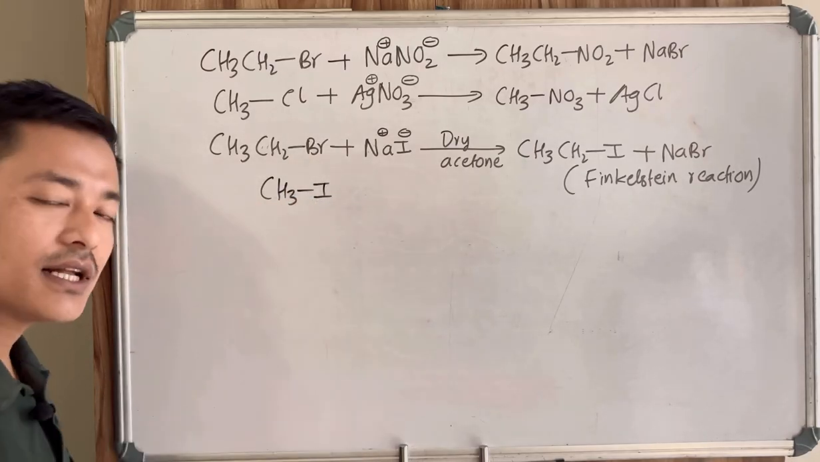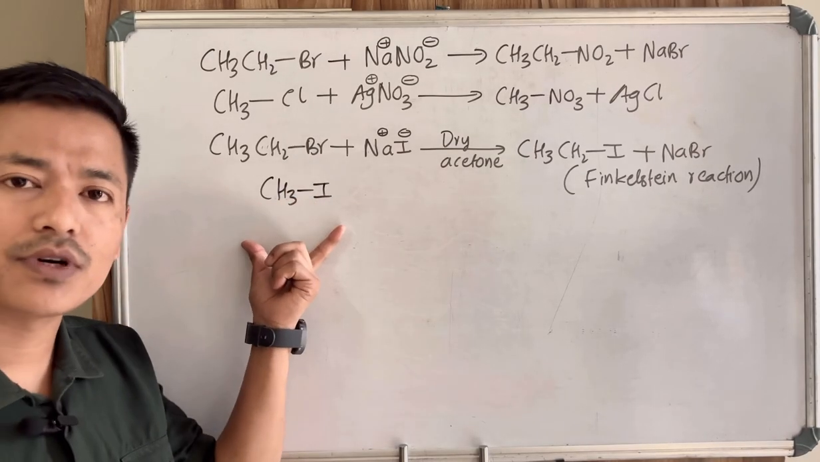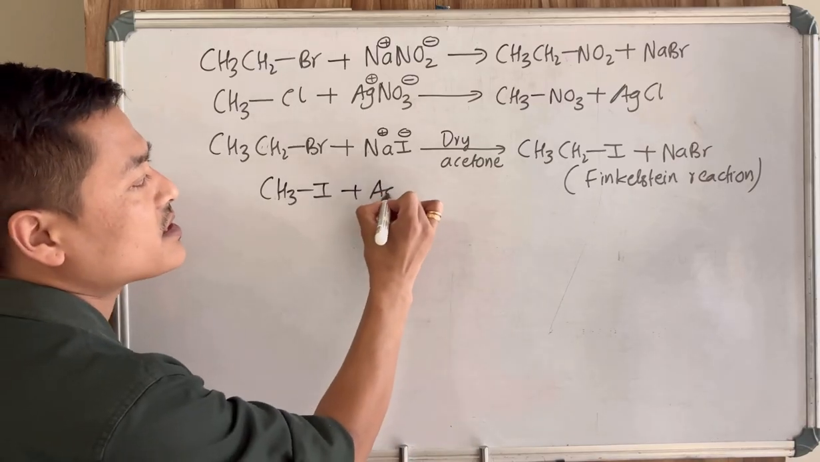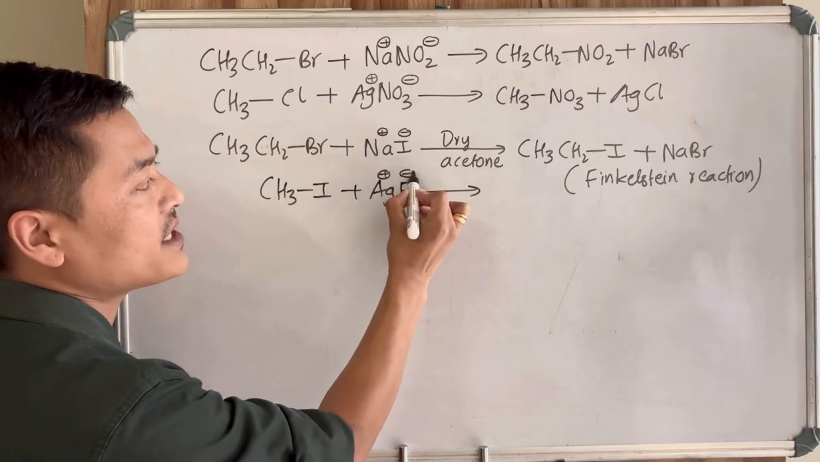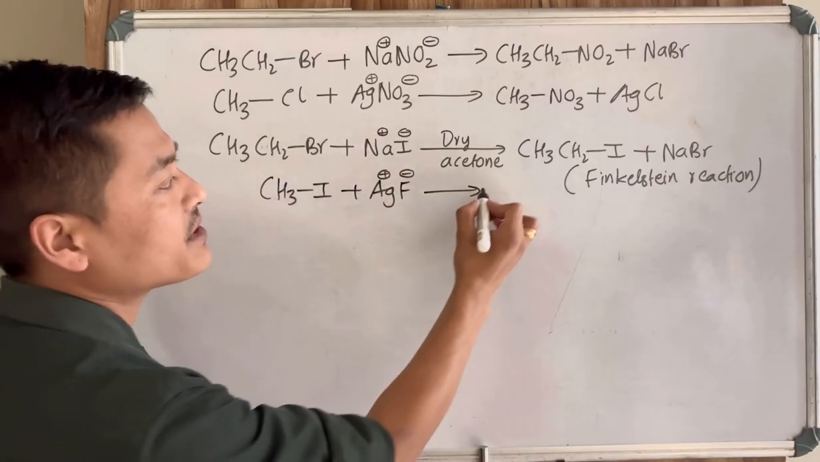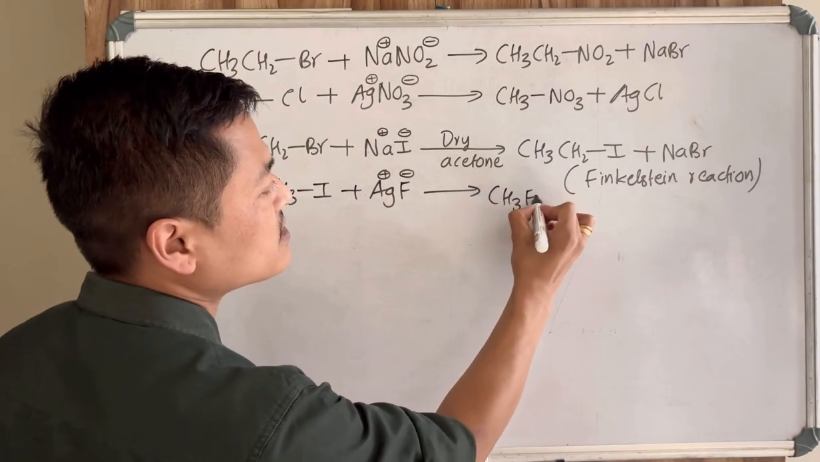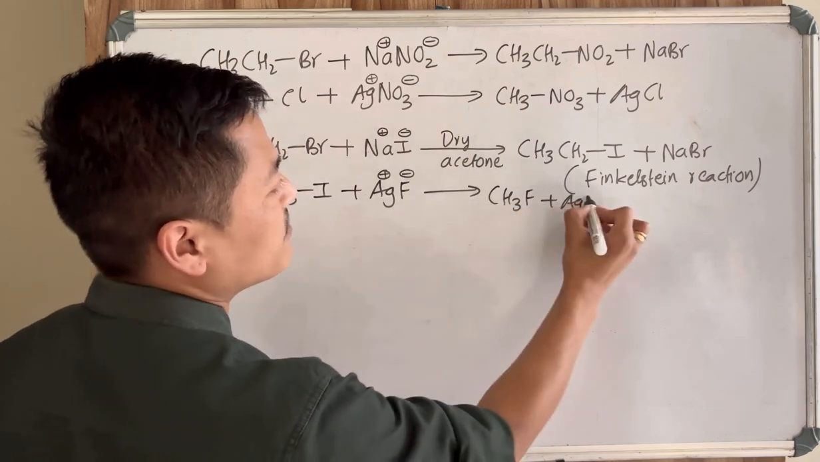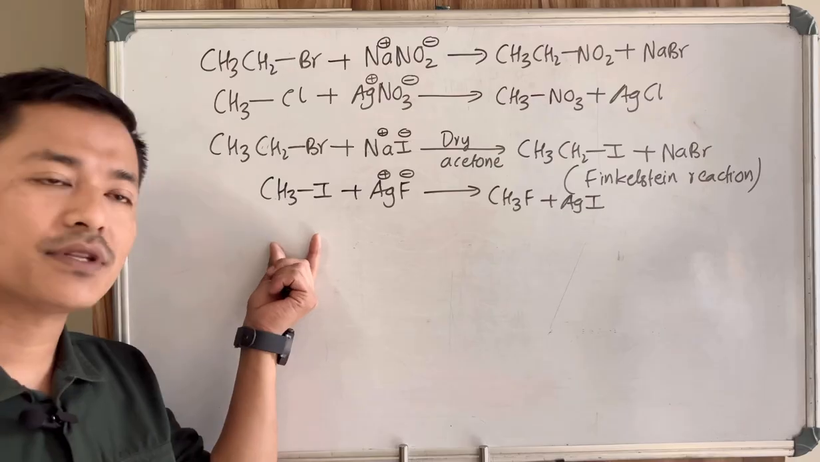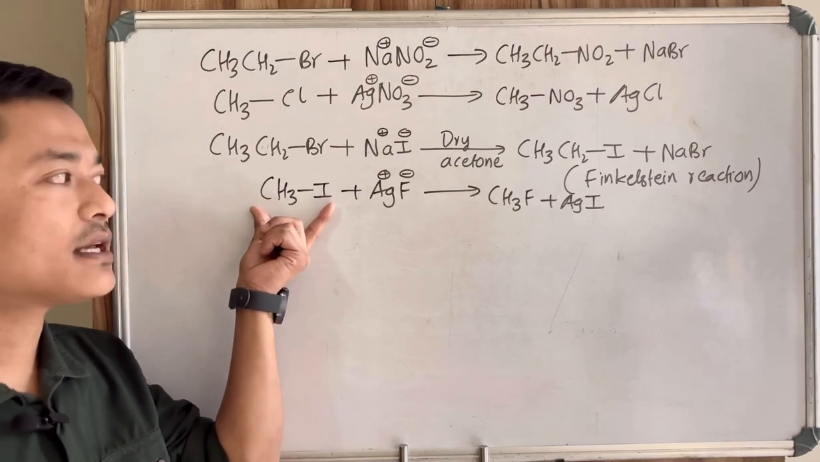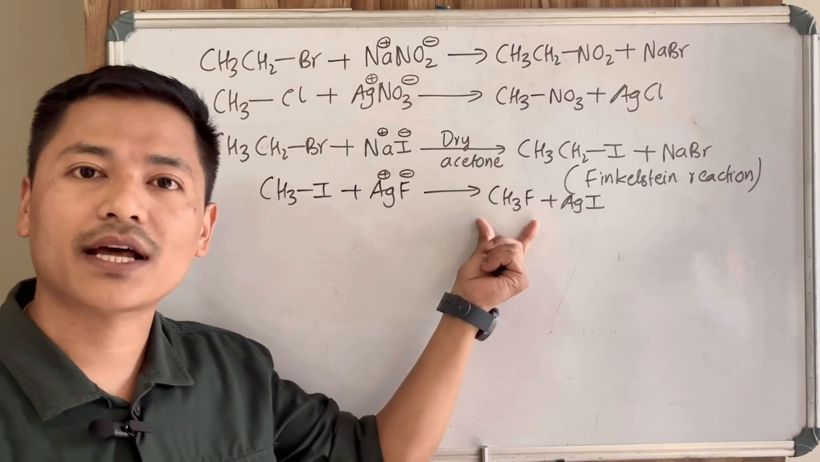if this is your haloalkane, you can take any of the haloalkanes, no worries. So if you react this with AgF, what happens? The same thing. Ag will be plus, F will be minus, and F minus will be replacing iodine. So that is why CH3F is formed, and Ag will be combining with I. Now here in this reaction too, what is happening? This is your haloalkane, and this is also your haloalkane.